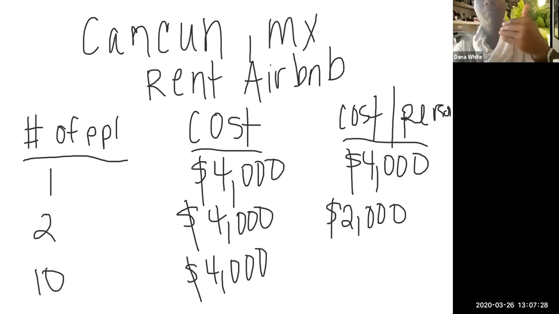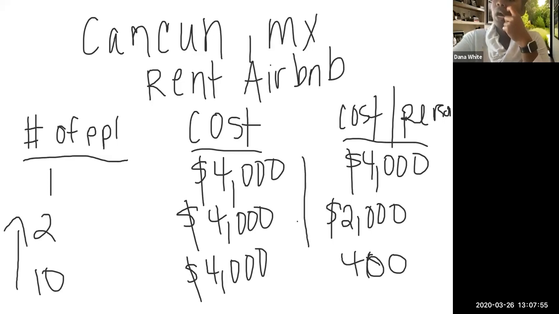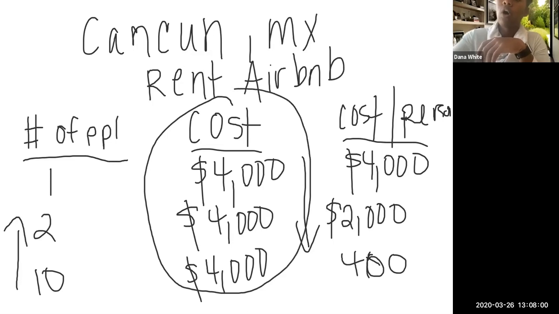However, now that 10 people are going on this vacation, right, we're going to split it evenly, right? So the cost per person for 10 people to go is now $400 per person, right? So what we see in this example is the more people we invited to the vacation in Cancun, the lower the cost per person was. But what did not change was the total cost of the Airbnb, okay? So hopefully that makes sense to you guys, all right?